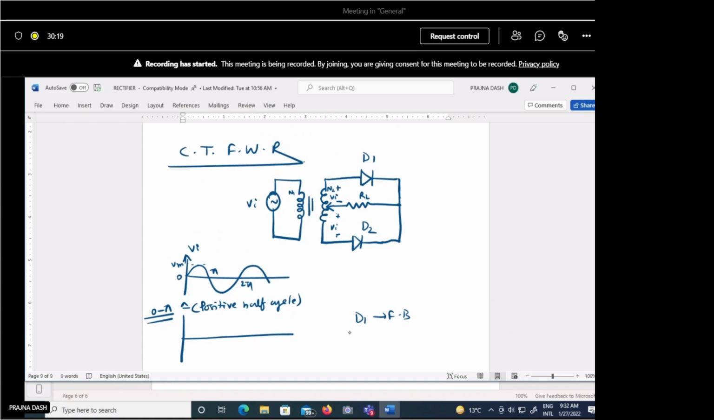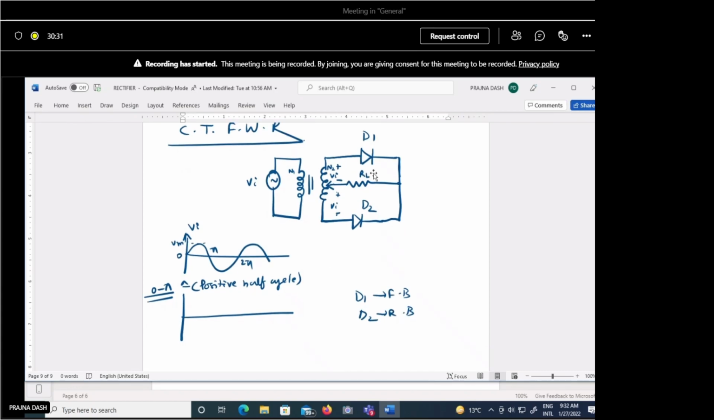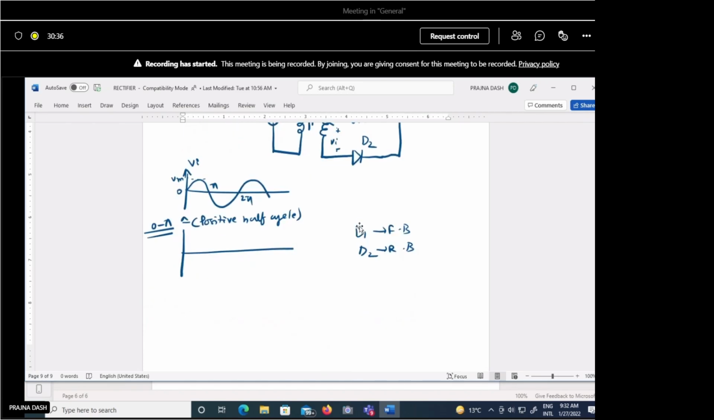What is the condition of D2 now? This is positive, negative. So negative is applied to the P side of D2, so D2 becomes reverse biased. So during the positive half cycle, one diode becomes forward biased, and the other diode becomes reverse biased. Your circuit will be like this. Forward bias we replace by the short circuit equivalent, and here the load is there. In reverse bias, the diode is an open circuit. So this is the D1 condition, and this is the condition of D2: reverse biased, open circuit.